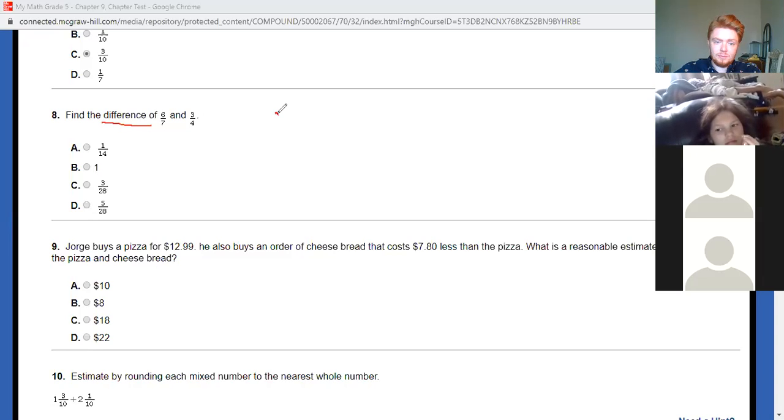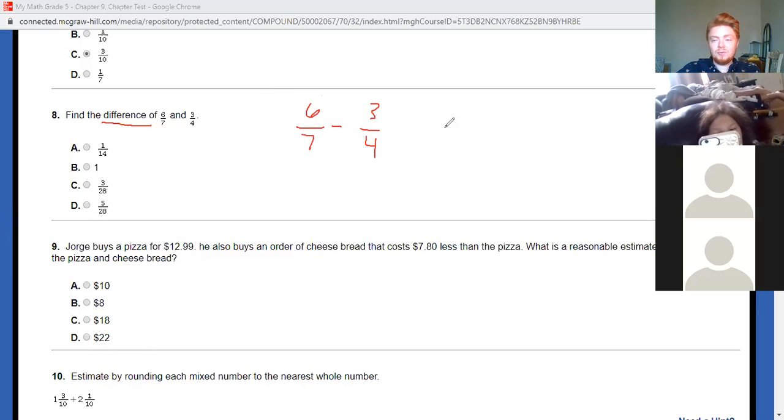Not the same. Well, sure. I mean, yeah, they're not the same, but what am I going to do? Am I going to add, subtract, divide, or multiply? Add, multiply, minus. You're getting colder. There you go. Minus. Yes. So we're going to do 6 sevenths minus 3 fourths. Right? Okay. So we did that.